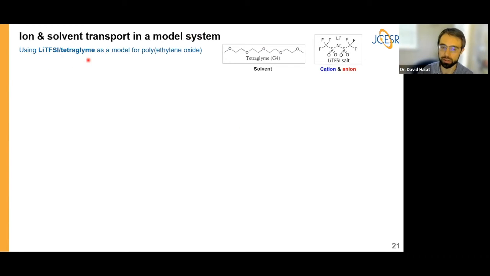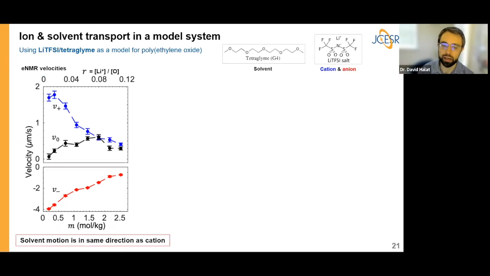Okay, so now to validate the hybrid experimental and computational methodology, we're targeting this model system of lithium TFSI salt dissolved in tetraglyme. It's chemically similar to polyethylene oxide, which is a very common polymer electrolyte. And using eNMR, what we've been able to do is to characterize the average species velocities of the cation, the anion, and the solvent in a range of electrolytes with varying concentrations.